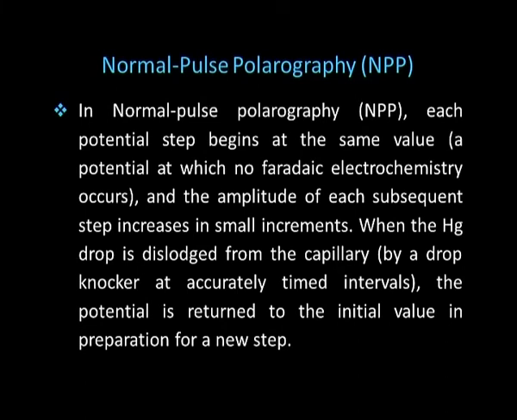In normal pulse polarography, normally written as NPP, each potential step begins at the same value, that is a potential at which no Faradaic electrochemistry occurs, and the amplitude of each subsequent step increases in small increments. When the mercury drop is dislodged from the capillary by a drop knocker at accurately timed intervals, the potential is returned to the initial value in preparation for a new step.